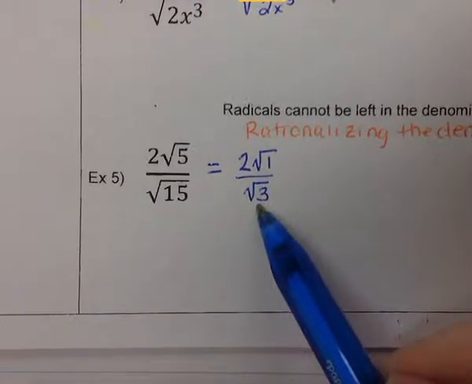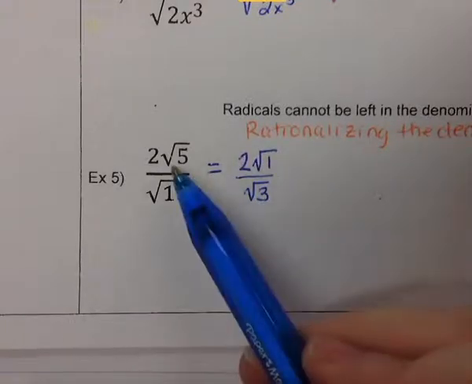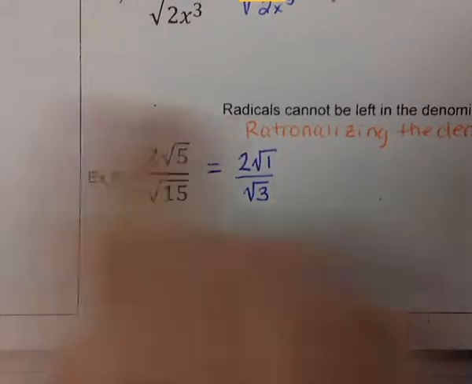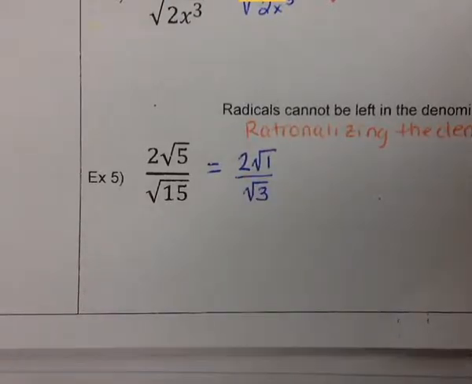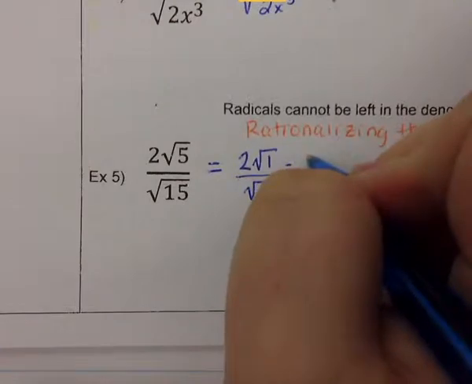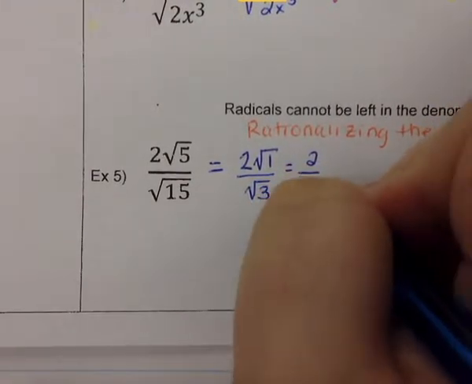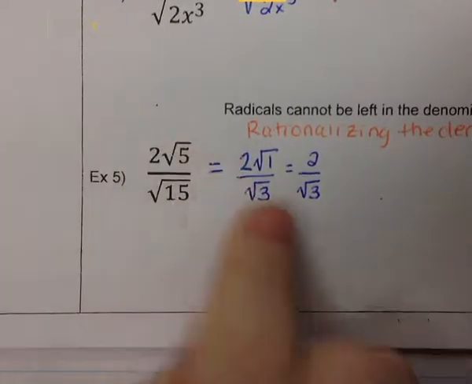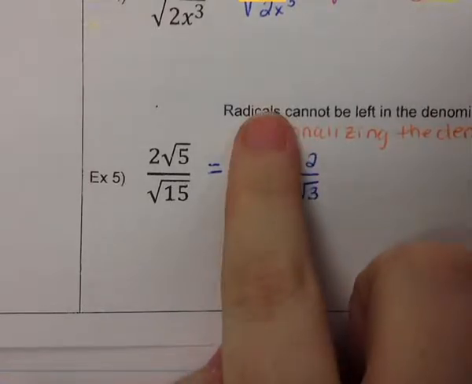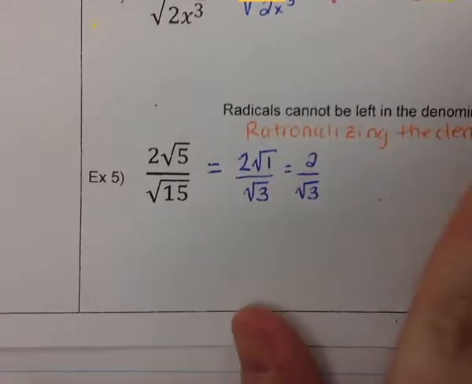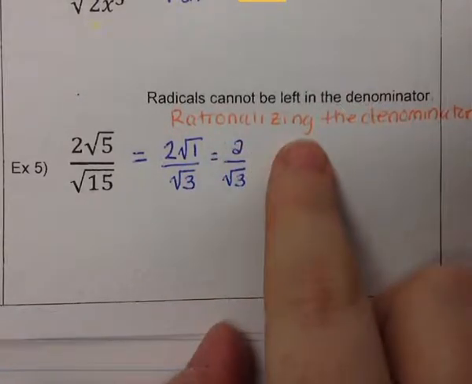This square root of 1 over the square root of 3 is the same thing as the square root of 5 over the square root of 15, because I still have the square root symbol. Now, the square root of 1 is just 1, so I could actually still rewrite this even further as just 2 times 1 is 2 divided by the square root of 3. This is simplified, but it is not simplified completely. We do not want to have a radical in the denominator of our problem. This is when we come to rationalizing the denominator.